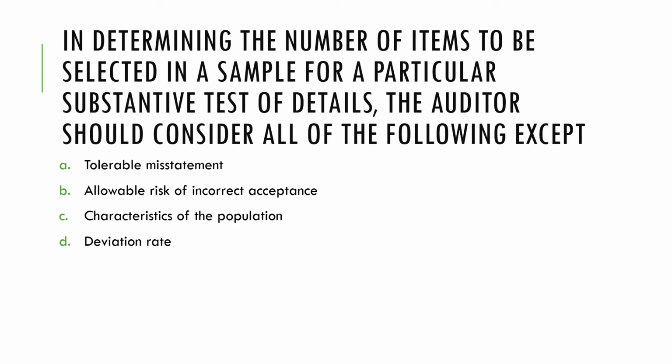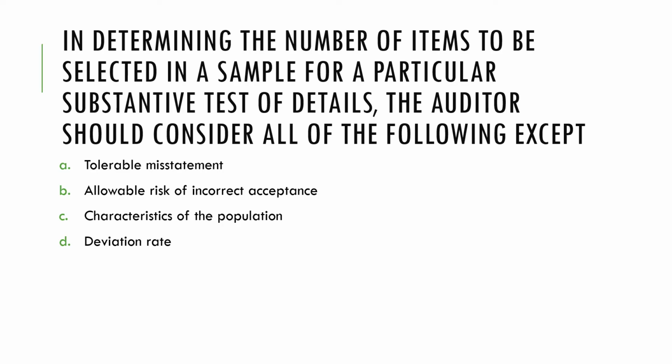Next question. In determining the number of items to be selected in a sample for a particular substantive test of details. So a while back, we had a similar question, but it was for test of controls. This time, it's going to be for substantive test of details. The auditor should consider all of the following except letter A, tolerable misstatement. And in the case of tolerable misstatement, we know the relationship to sample size is inverse.